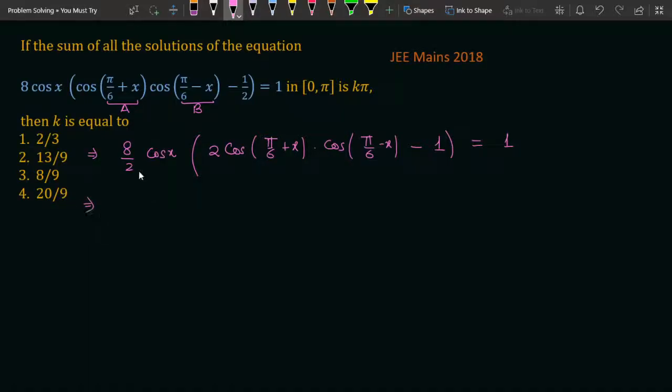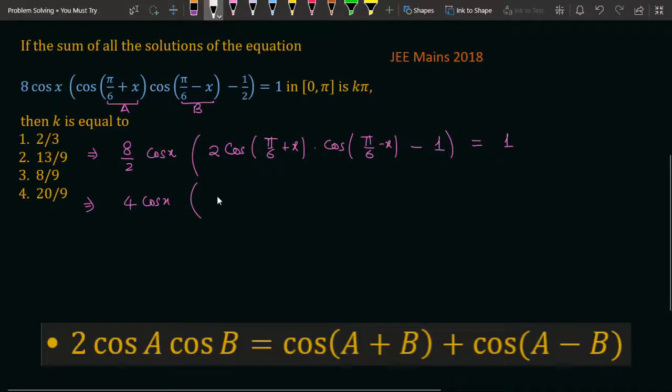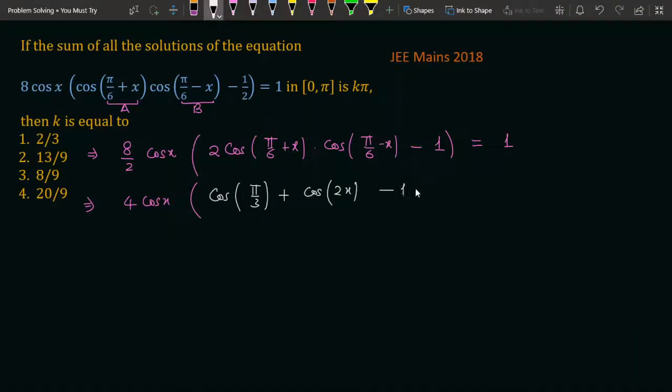Now 8 over 2 is 4, this cosine x remains the same, and here is the standard formula: 2 cosine A cosine B can be replaced with cosine of A plus B. It means pi by 6 plus x and pi by 6 minus x should be added. This will give us pi over 3, plus cosine of A minus B, the difference of pi by 6 plus x and pi by 6 minus x, which leads us to write cosine of 2x, and this minus 1 will remain here.